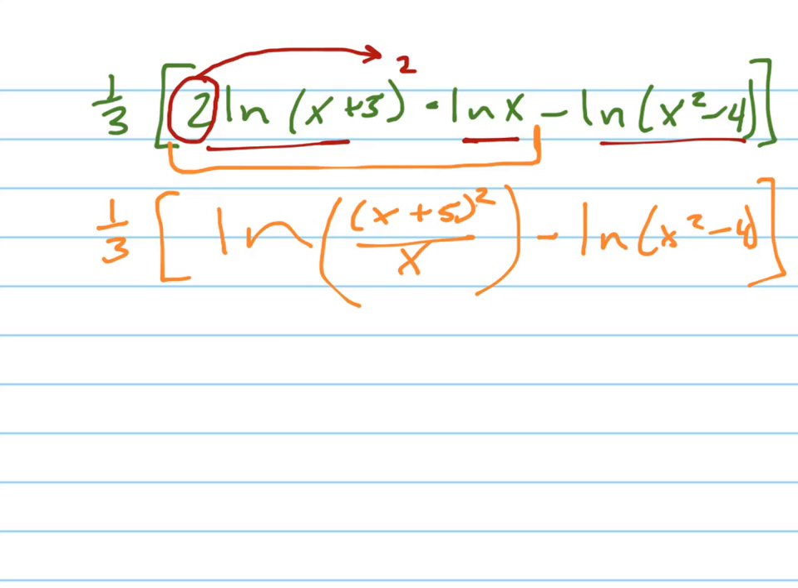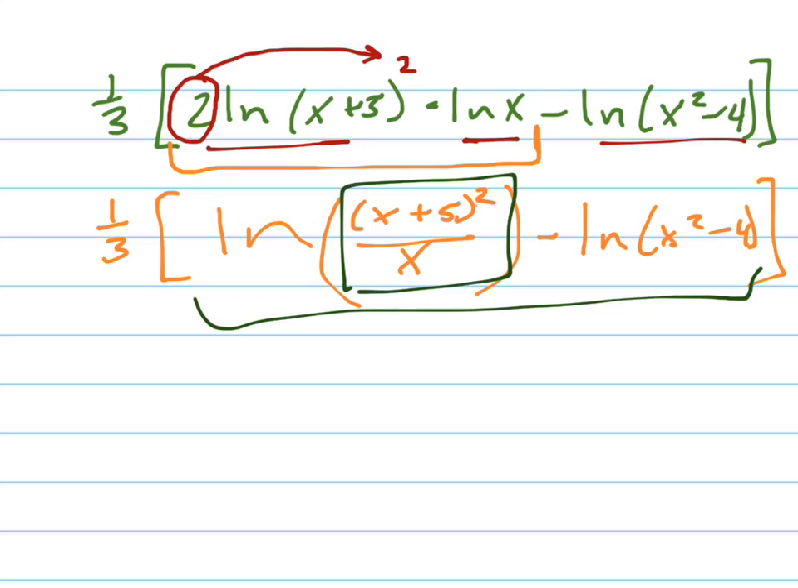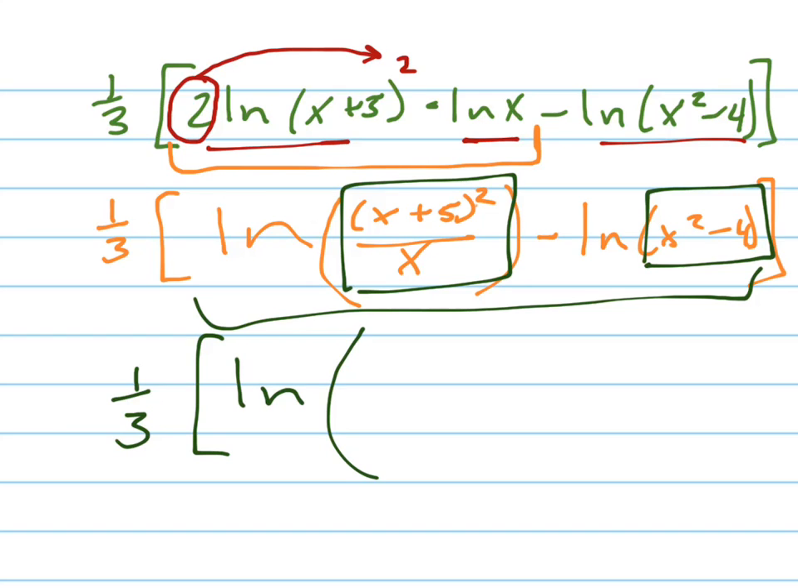Now I'm not done yet because I can still combine these together right here. So I'm going to use that same property, but now I'm going to put this in the numerator and this in the denominator. So I'm going to have a compound fraction, and I have to be careful with my compound fraction. So let's do that. I'll write it really big. x plus 5 squared over x all over x squared minus 4.